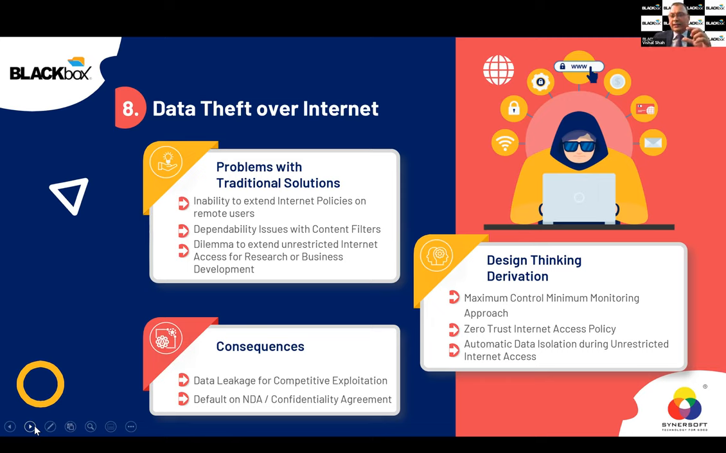So this is the design thinking. Instead of blocking the category, allow minimum required websites and give an on-demand internet option to the user. And when the user switches to on-demand internet, make sure that your data is unavailable. This is very simple. Most of you are IT professionals, so you can do it also. We have automated it in our black box, and we'll show you that. So first we'll see briefly the email part, and then we'll see the internet part.